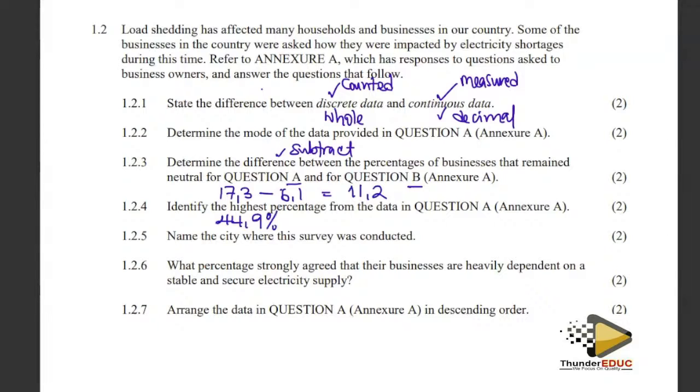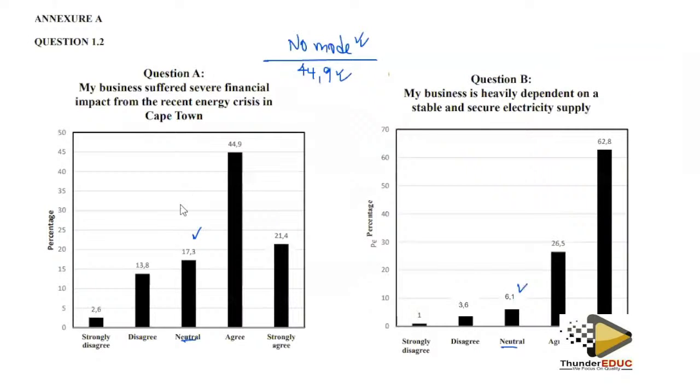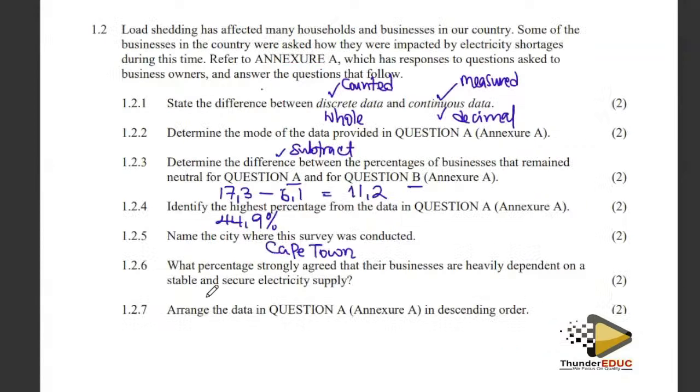44.9%. Name the city where the survey was conducted. They told us it was Cape Town. It was Cape Town. It's right here. Sorry, it's on the annexure here. Name the city. It's Cape Town. Then we go to the other question.